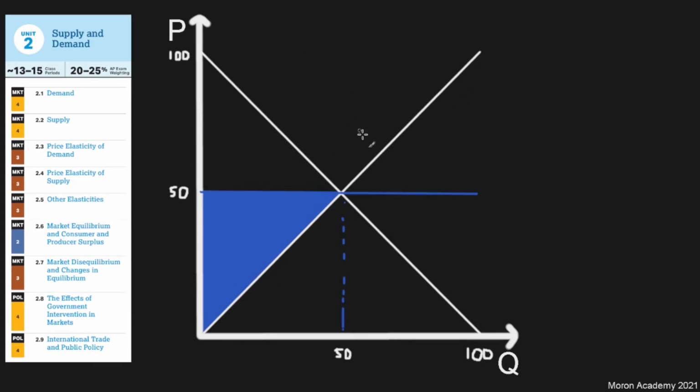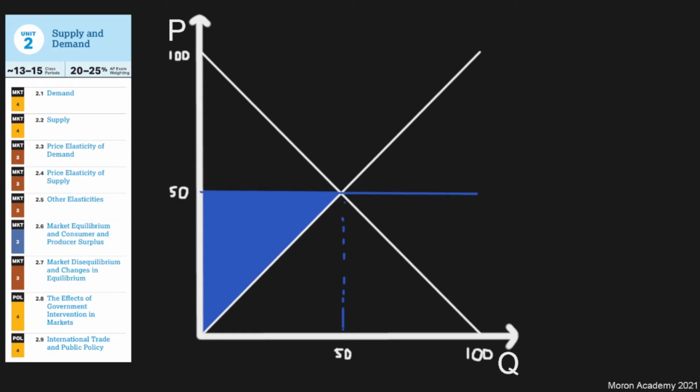Let's say for a product like apple juice, the producer might be willing to sell it at only $25, but since the market equilibrium is at $50, they are actually making an additional $25 by selling it at $50, even though they only value the product at $25. So that is this line over here.